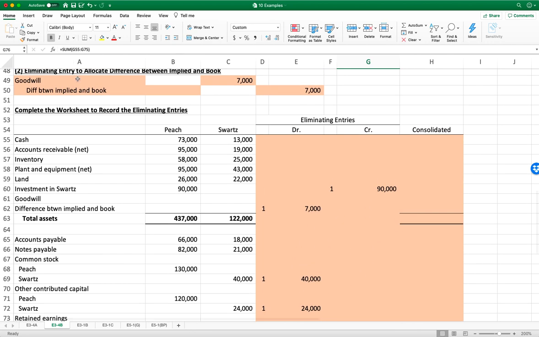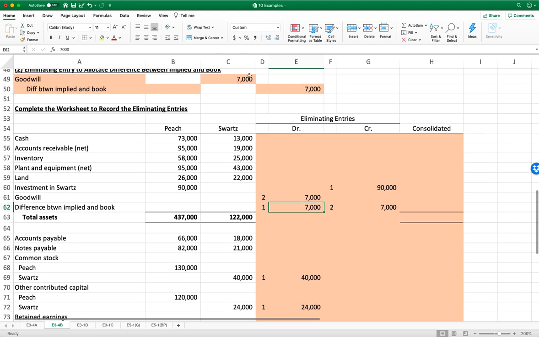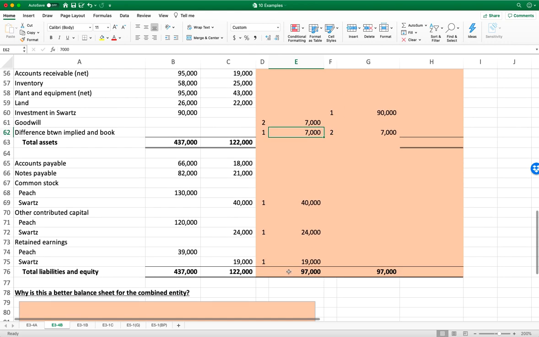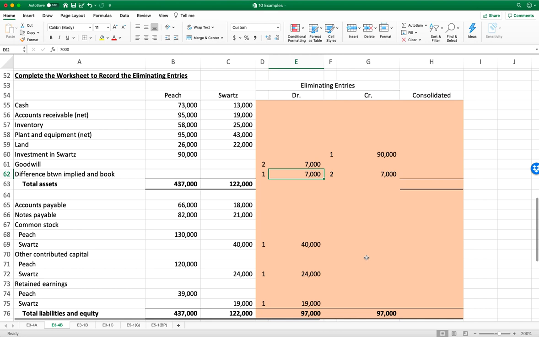And then we have one more entry we need to put in here. That one is going to create goodwill. So I'm actually going to start with the credit on this one. So we are undoing our difference between implied and book, and we are instead putting it in goodwill. Again, just reformatting this entry into our worksheet format, and again, checking our debits and credits balance.